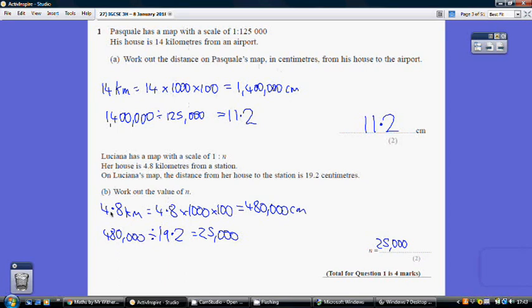So first things first again, turn this 4.8 kilometers into centimeters by timesing by 1,000 and 100, so that's 480,000 centimeters. Now that's the number of centimeters in real life, and 19.2 is the number of centimeters on the map. So if we divide 480,000 by 19.2, that shows us the scale. So the scale is 1 to 25,000, so n is 25,000.